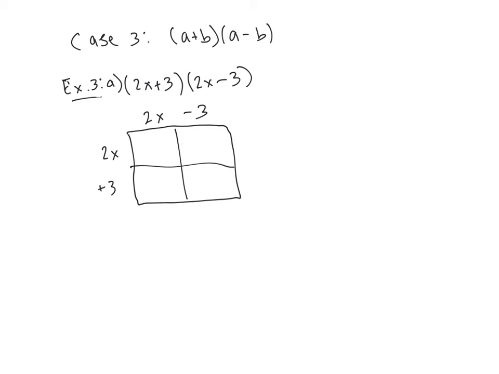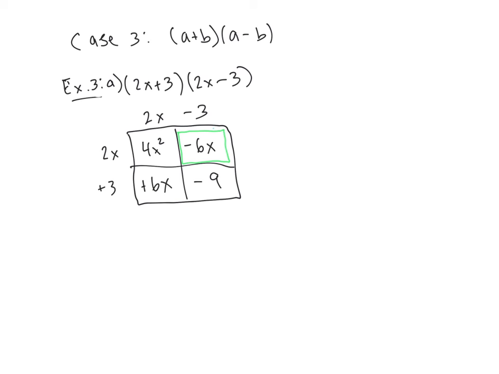So top left corner, 2x times 2x makes a 4x squared. Top right corner, this green box here, I'm going to have 2x times minus 3. So when I multiply into that box, 2x times minus 3, what am I going to get? Enter your answer when you're ready. Yeah, 2x times minus 3 would be negative 6x. Bottom left box, 3 times 2x would be a plus 6x. And bottom right box, 3 times minus 3 is a minus 9.